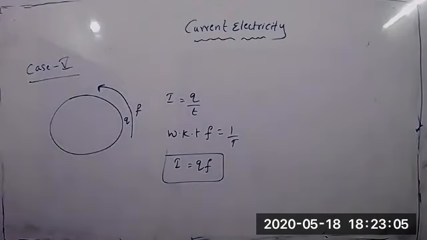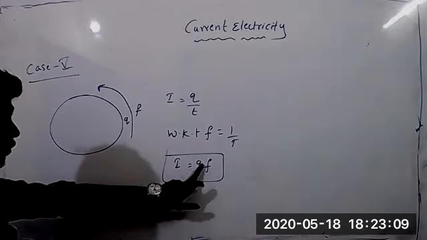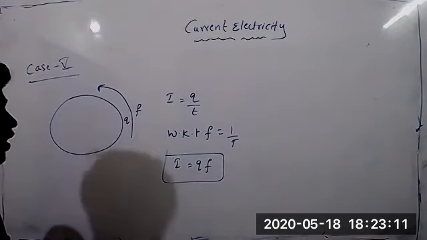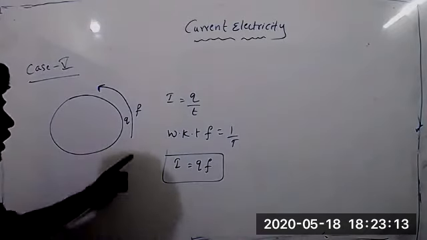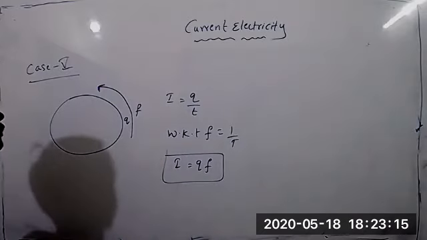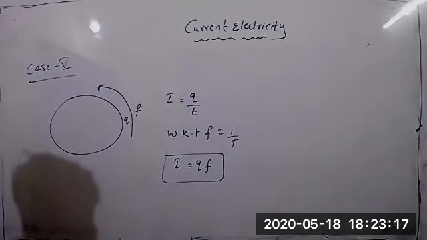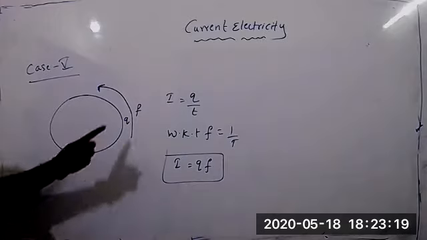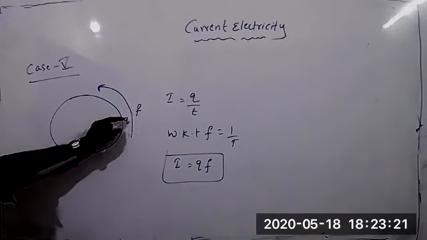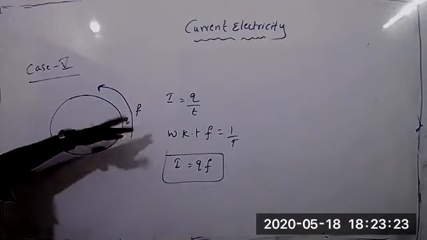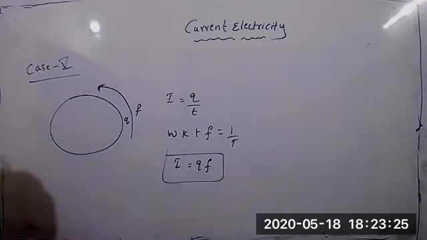If they have given frequency and ask you to calculate how much current is passed, then this is the formula. There is a relation between current and frequency. When the charge is moving with a certain frequency, the current produced is qf.